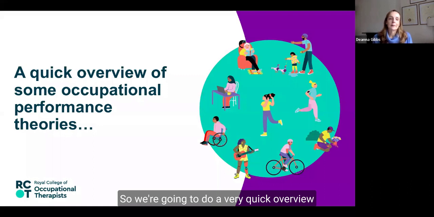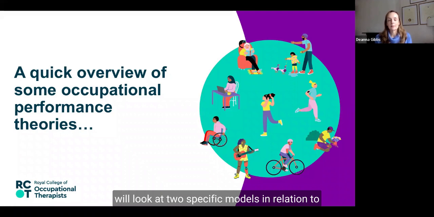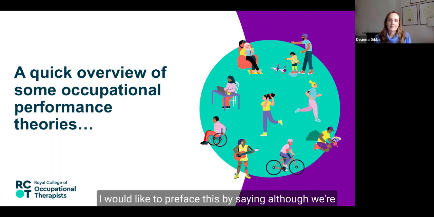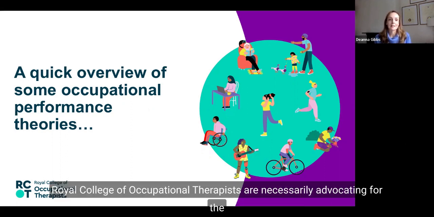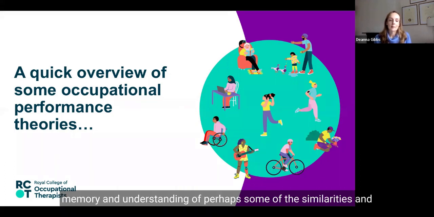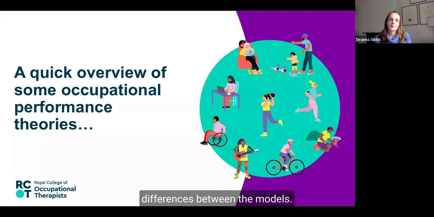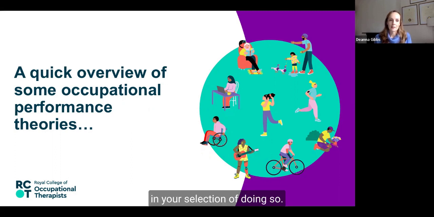So we're going to do a very quick overview of some key occupational performance theories, and then we will look at two specific models in relation to how they can be applied in the neonatal setting. I would like to preface this by saying, although we're going to use two more applied in the case examples that we will look at later, neither I nor the Royal College of Occupational Therapists are necessarily advocating for the use of one specific model when you work with infants and families in this setting, but more to refresh your memory and understanding of perhaps some of the similarities and differences between the models, so that when you are choosing a model to overtly underpin your clinical practice, you're confident in your selection of doing so.